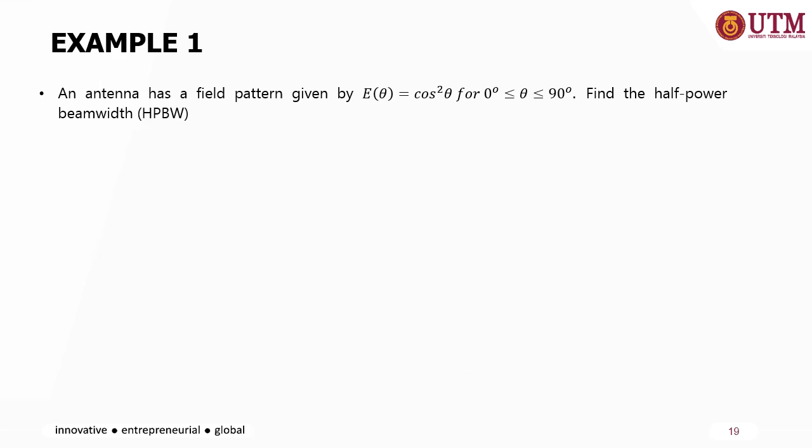An antenna has a field pattern. The keyword here is field pattern, given by this equation. Find the HPBW. It will be in radians or degrees. If it is not stated whether it's radians or degrees, you may calculate either one. If both radians and degrees are stated, you need to convert the radians into degrees as well. Right, so field pattern.